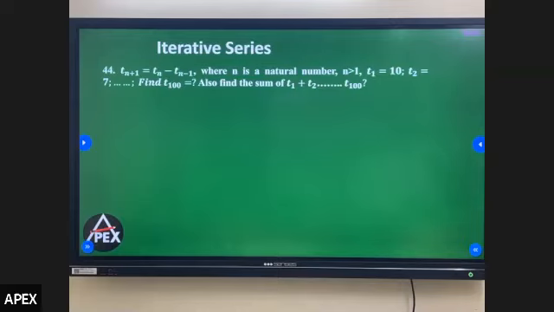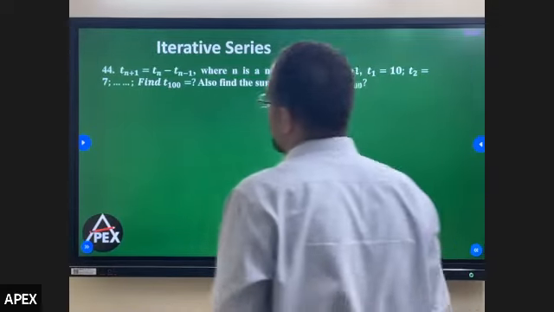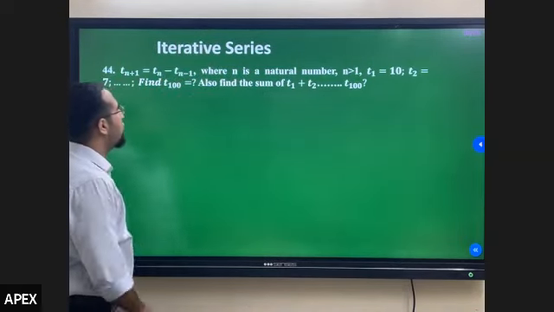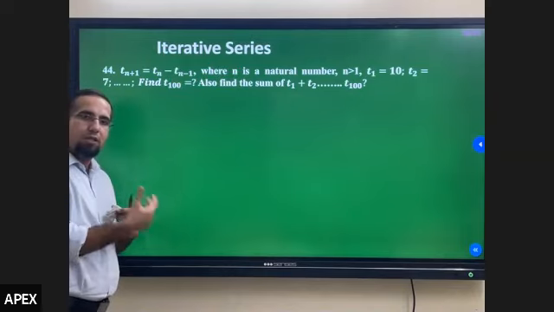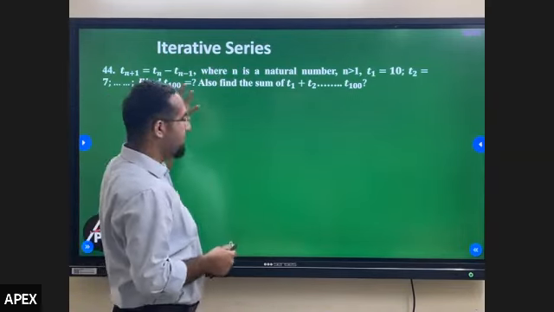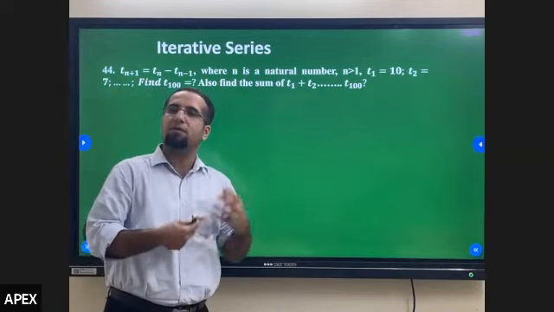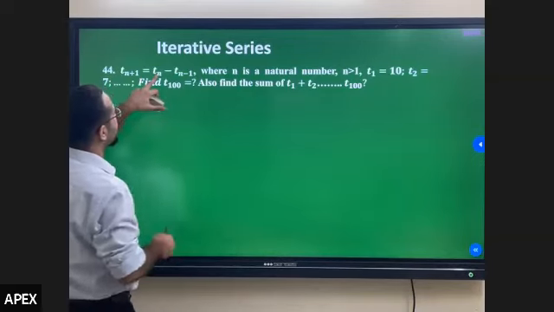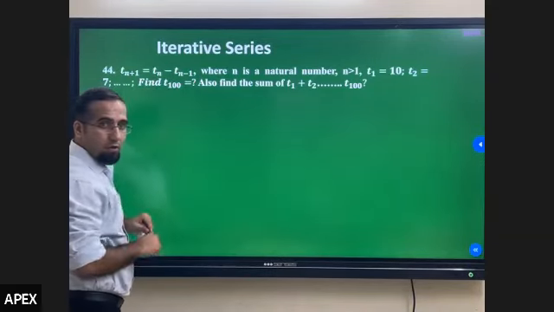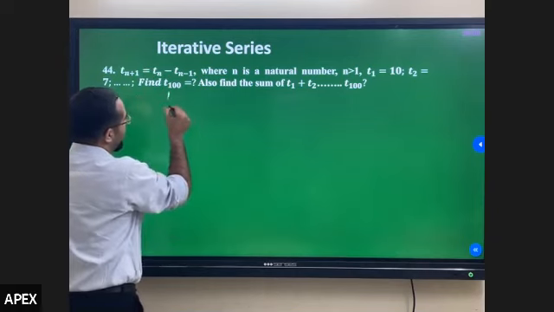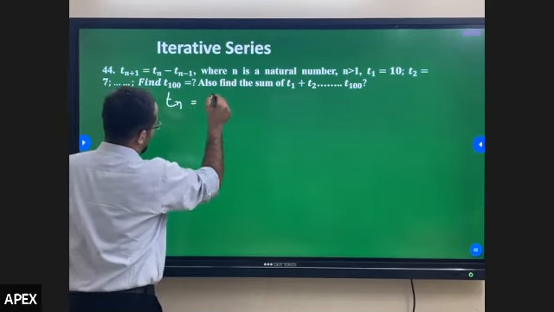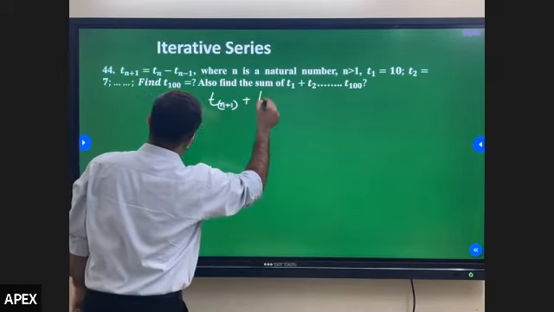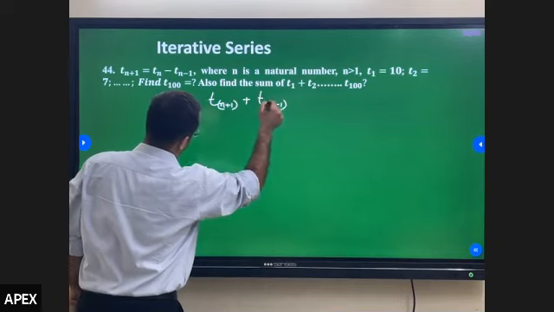Yeah, T of n plus 1 is equal to T of n minus T of n minus 1. I arranged this for you. My advice in these kinds of series would be to always make your current term the subject and understand it in layman terms. If I make the current term my subject and take this on the left hand side, this gets rearranged as T of n is equal to T of n plus 1 plus T of n minus 1.